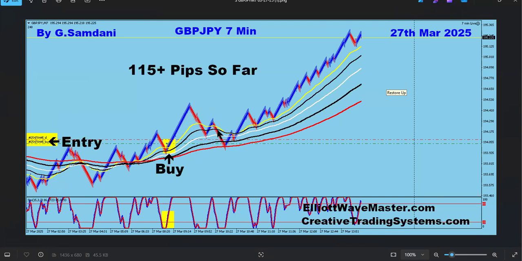Now, this coming back down, my entry survived somehow, with only maybe 2 or 3 pips to spare from my entry. But this drop made a 20-minute long.